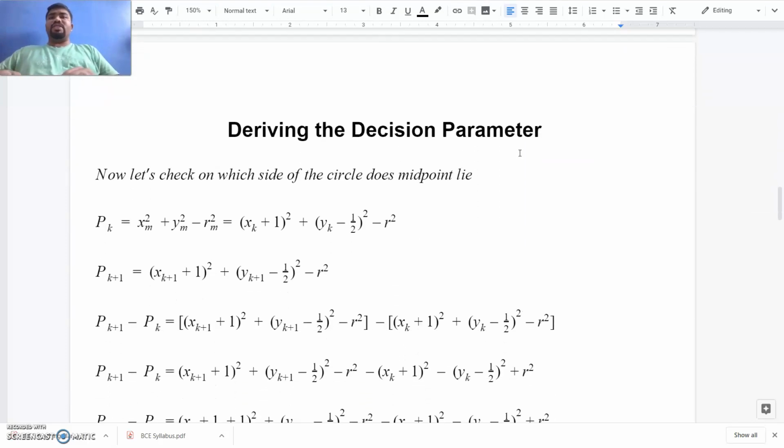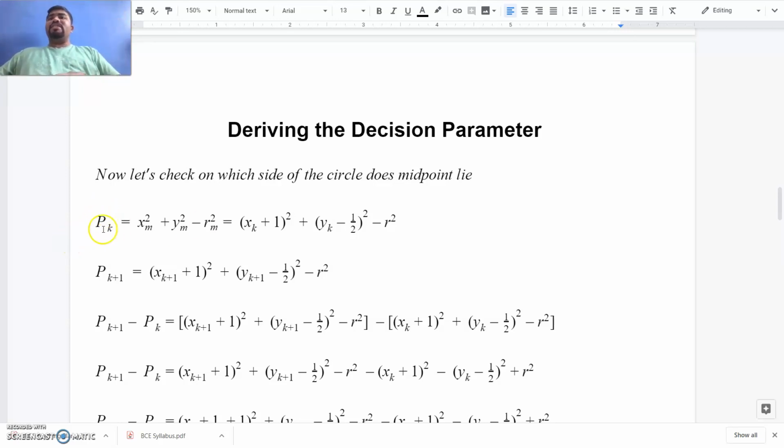So let's place it into the equation of the circle. So we know the equation of the circle: x square plus y square minus r square. Right? And now when we place these values inside the equation of the circle, it works like the decision parameter. So let's call the decision parameter p of k. Now, what is the decision parameter? The value that we get through the decision parameter helps us decide which point to choose for the next pixel, the above one or the below one.